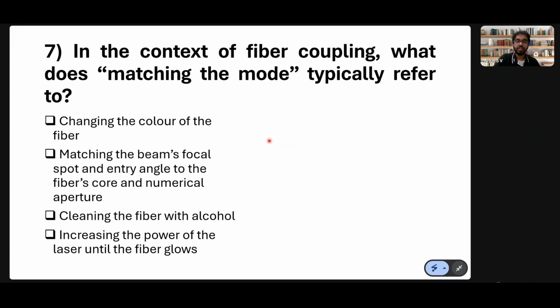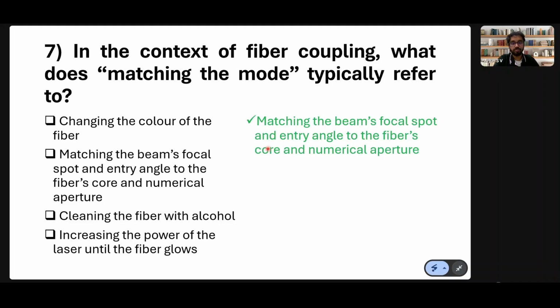Seventh question. In the context of fiber coupling, what does matching the mode typically refer to? In the week 11 lectures, we saw something about matching the mode. So, what does it usually mean? Matching the mode basically means that you are making sure that your beam's focal spot as well as your aperture size is kind of similar. So the correct answer is option B here: matching the beam's focal spot and entry angle to the fiber's core and numerical aperture. Option B.